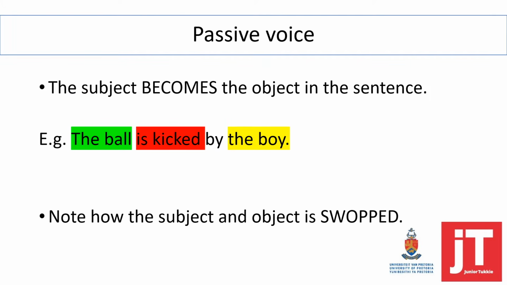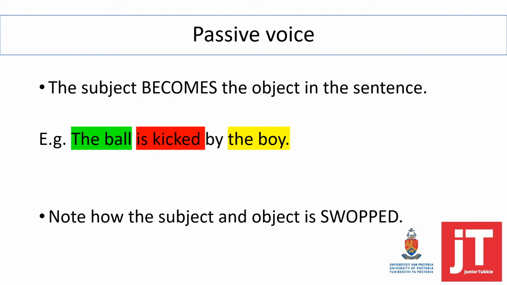Let's look at a passive voice example. Remember, the subject becomes the object in the sentence. So, for example, the ball, previously the object, now becomes the subject of the passive sentence, is kicked, and we need to change that verb tense. We always add by when we are answering a sentence in passive voice, and then the boy, previously our subject, has now become the object of the sentence. Reading it a little bit easier as the ball is kicked by the boy.